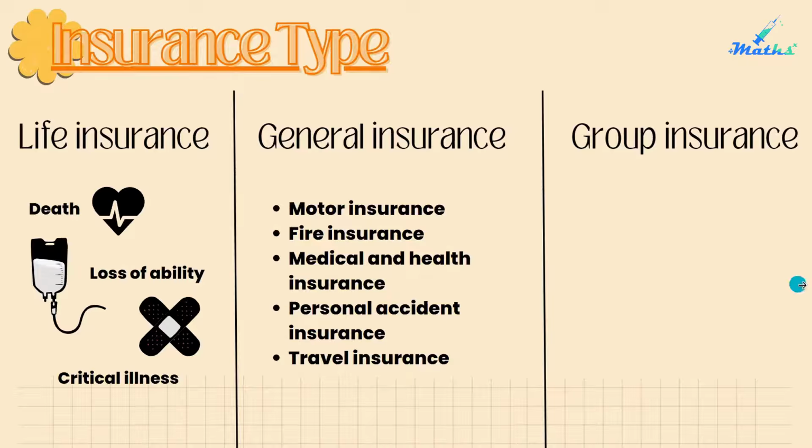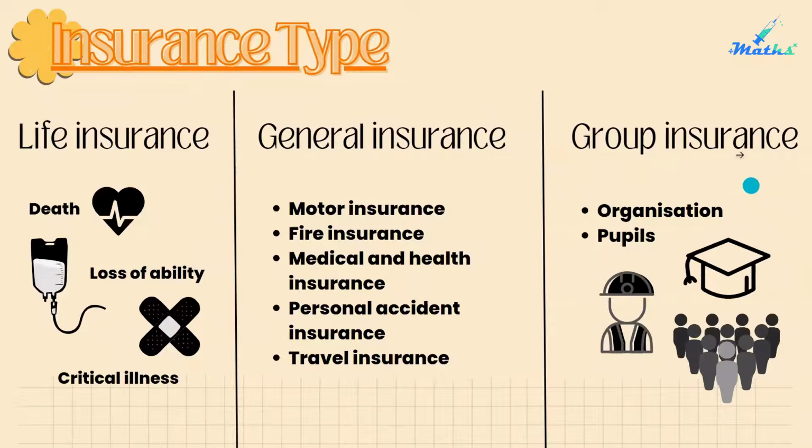Next is group insurance, which is about organizations and pupils. An organization, like a company, provides insurance for its workers, and for pupils, the government gives insurance for the students. So here are all the insurance types we will learn in this chapter.